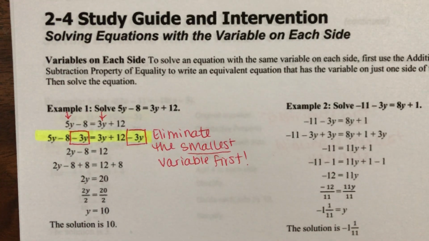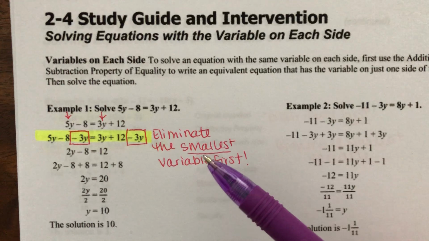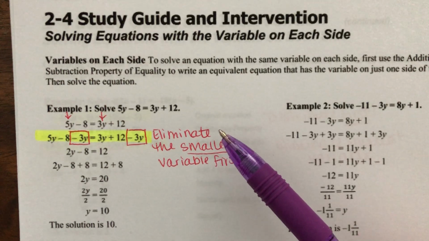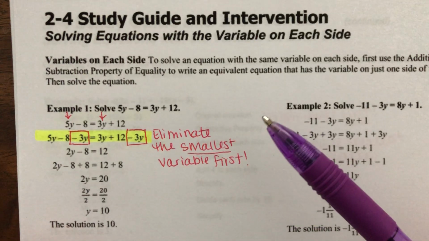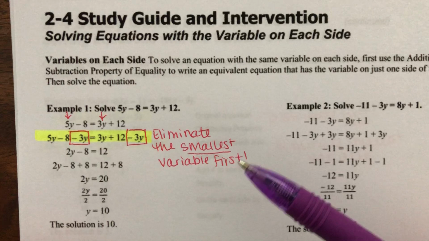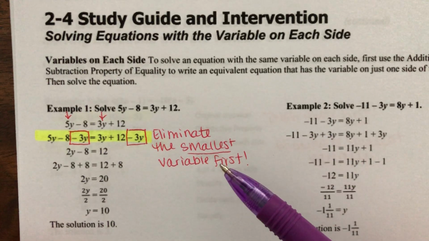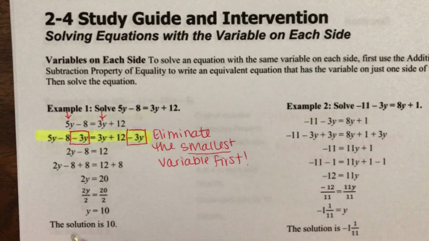Basically, the only difference between this and solving a multi-step equation is step 1, where we have to get rid of one of the y's, right? Our goal is to get y by itself on one side of the equal sign. So we're going to get rid of a y. How do we know which one to get rid of? It doesn't honestly really matter, but I always start off by getting rid of the smallest variable. And that way you're not dealing with negative signs later on. So always eliminate the smallest one first.